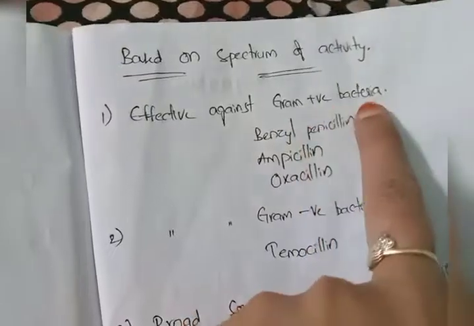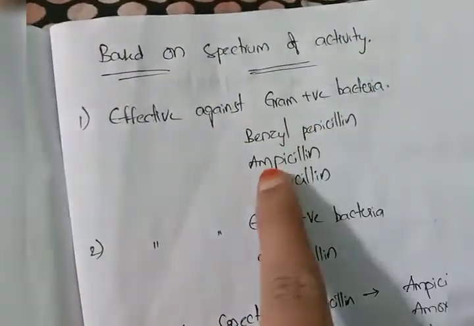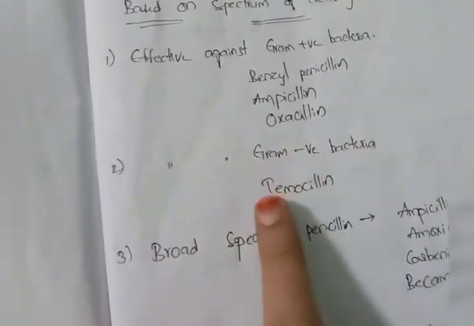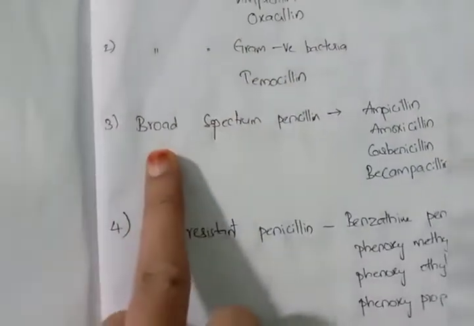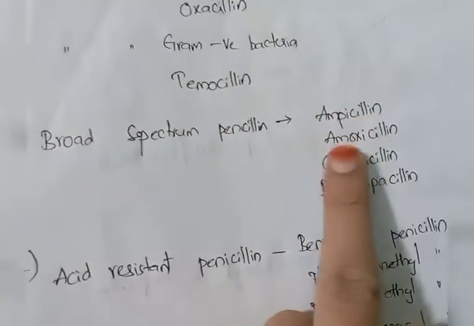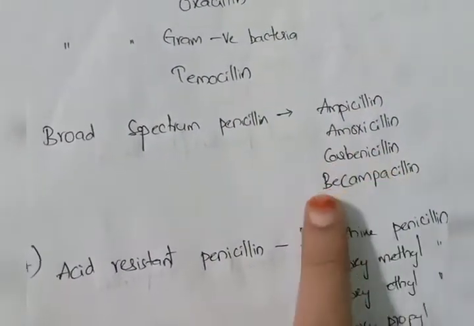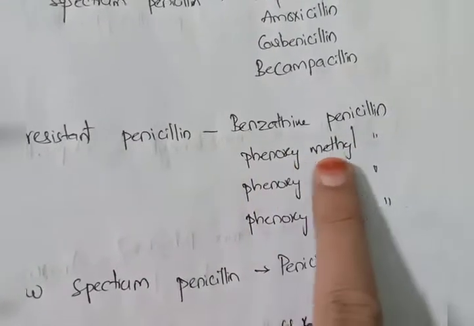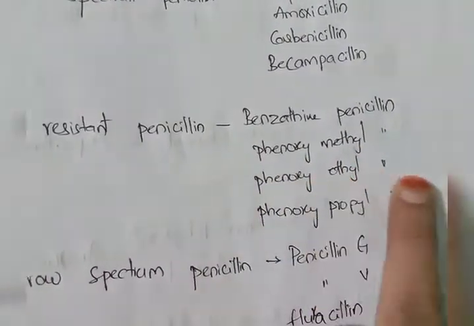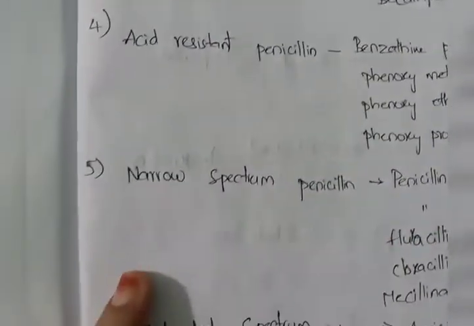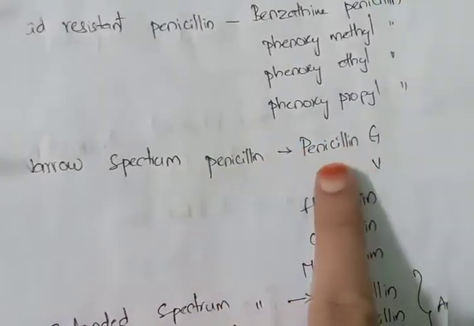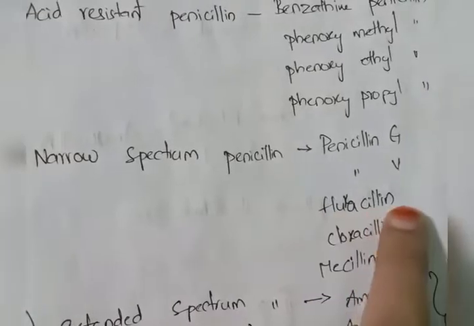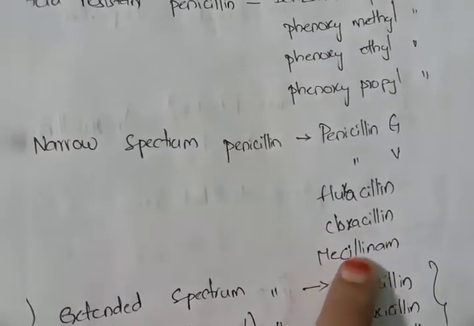Next, based on the spectrum of activity, we are going to have another classification. Effective against gram-positive: benzyl penicillin, ampicillin, oxacillin. Effective against gram-negative bacteria: temocillin. Broad spectrum penicillins: ampicillin, amoxicillin, carbenicillin, bacampicillin. Acid-resistant penicillins: benzathine penicillin, phenoxymethyl penicillin, phenoxyethyl penicillin, phenoxypropyl penicillin. Narrow spectrum penicillins: penicillin G, penicillin V, flucloxacillin, cloxacillin, mecillinam.